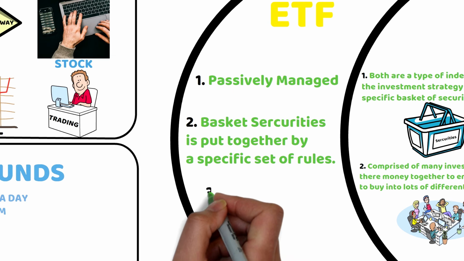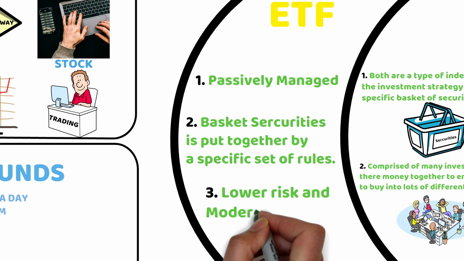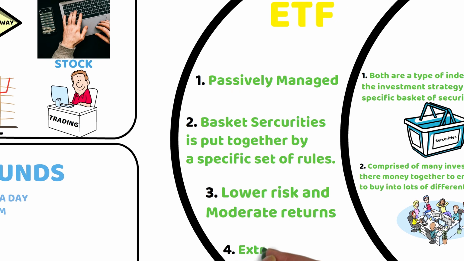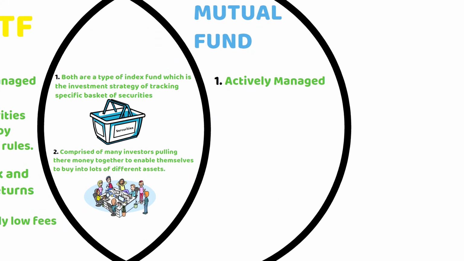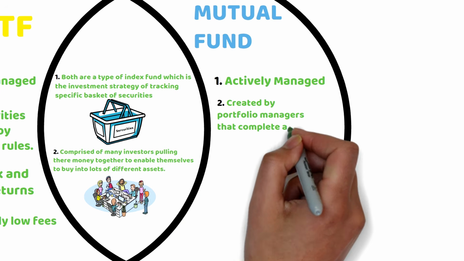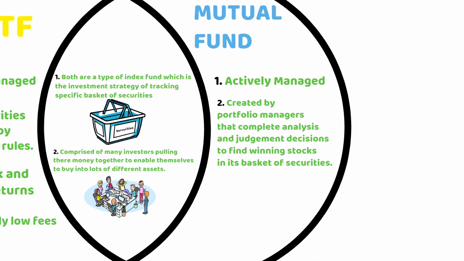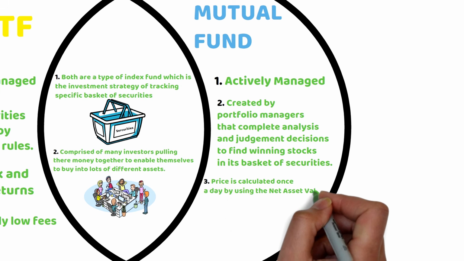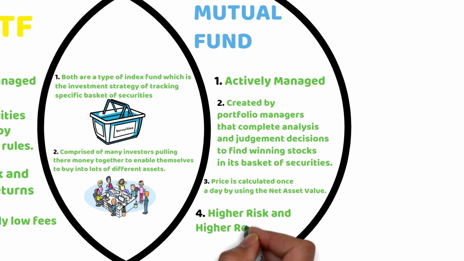It is also priced and traded throughout the day, similar to a stock, and is associated with lower risk and more moderate returns. There are extremely low fees associated with ETFs, sometimes no fees at all. A mutual fund is commonly actively managed, with portfolio managers who manage the fund and complete analysis and make judgment decisions to pick the best stocks for its basket of securities. Its price is calculated once a day by using the net asset value of the mutual fund and is associated with higher risk, but higher potential returns. There are high fees associated with a mutual fund.